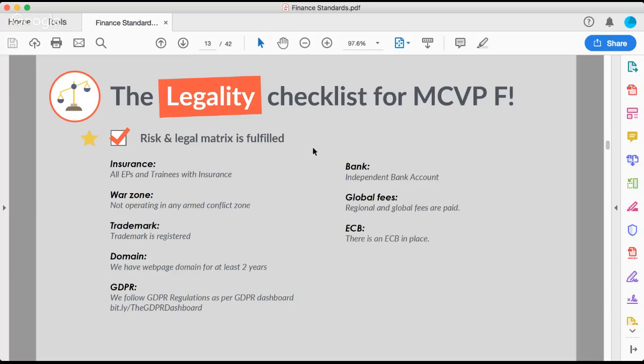GDPR, however, is a very, very important one. We created the full GDPR framework, and as an entity, we are the first one to fully create this, and we will start implementation from the 1st of February onwards. You will get more information on GDPR later. Make sure your organization has a bank account. Make sure that not just the global fees are paid, but that you also pay to the MC so that we can pay our global fees. And lastly, that there is an entity control board in place. At the moment, we do not have an entity control board in place, but we will take care of this as soon as possible.